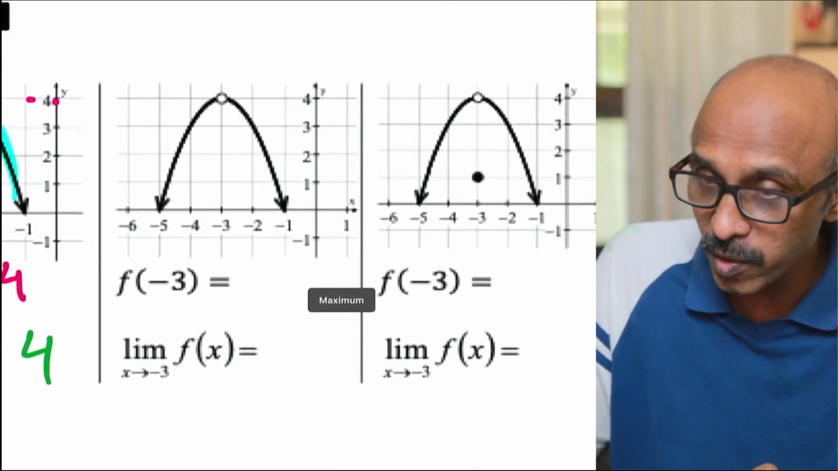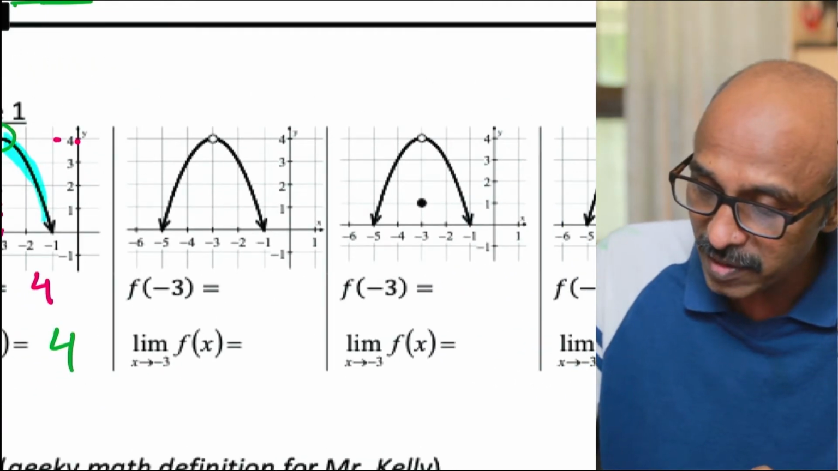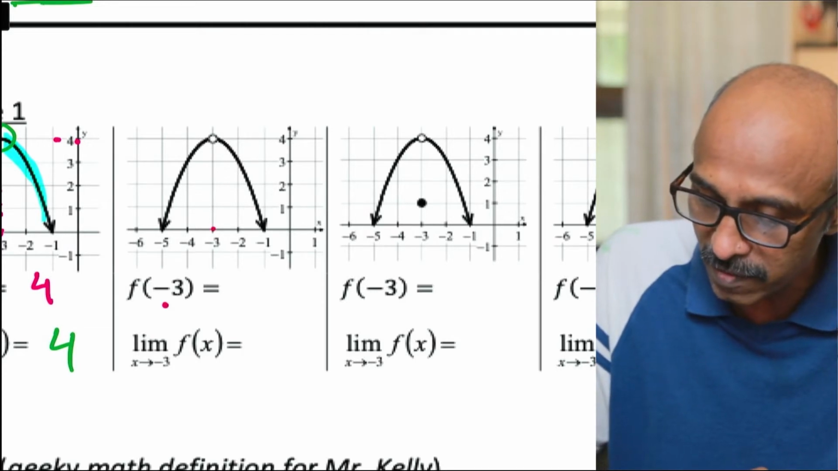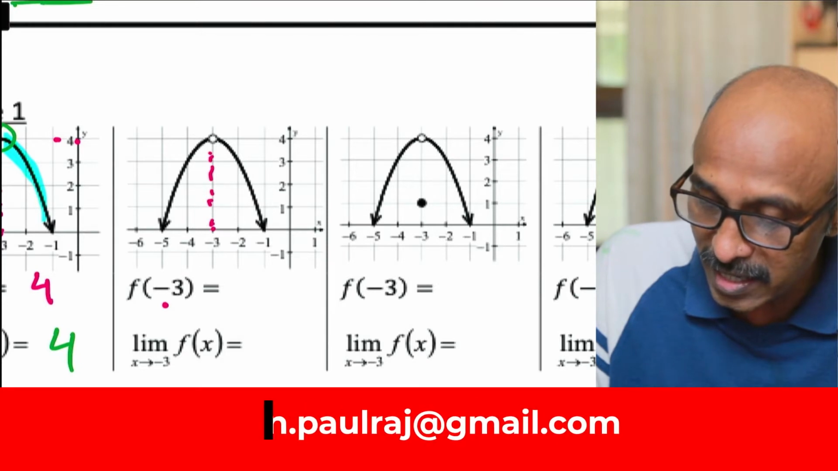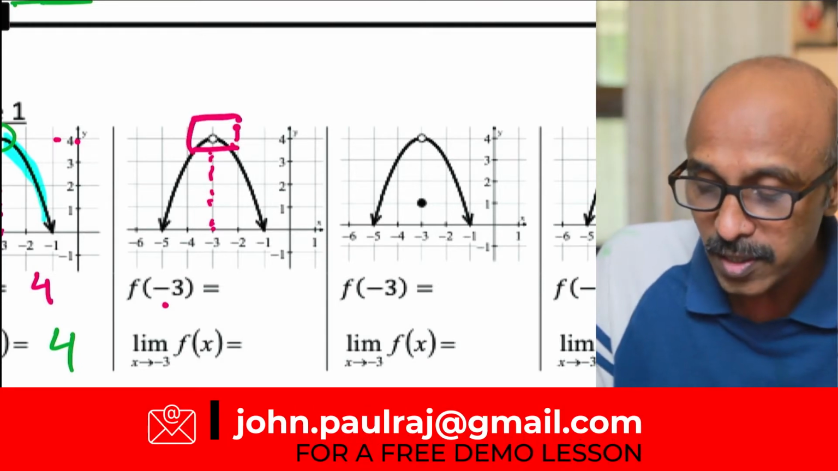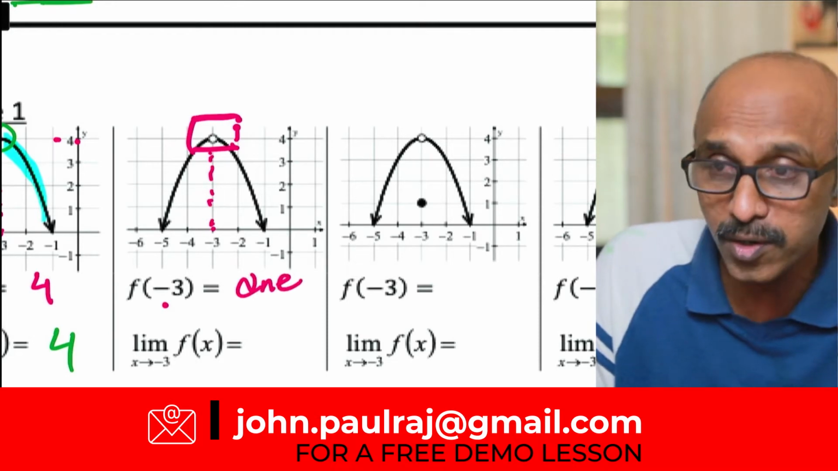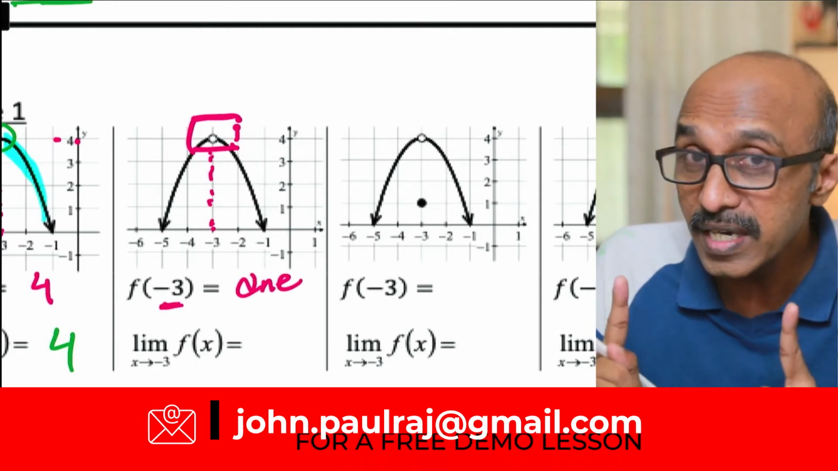Look at the example first, okay? What do we have? At -3, the value of the function at -3, f of -3. What's happening at -3? If we drop that line again, we see that there is a hole. There's a hole, it is not defined. So we write it as does not exist or not defined. So f of -3 is not defined.